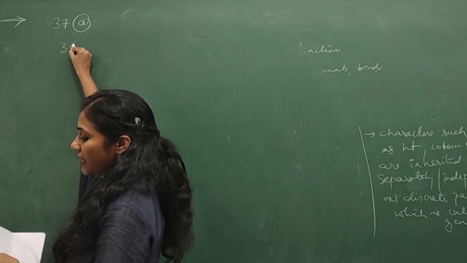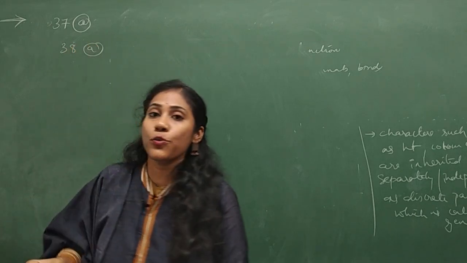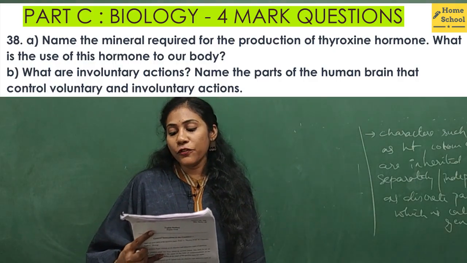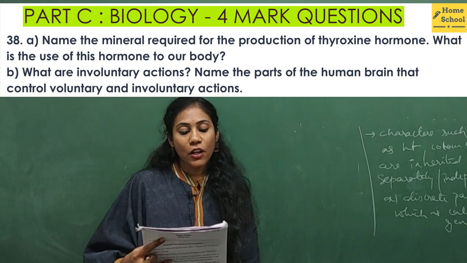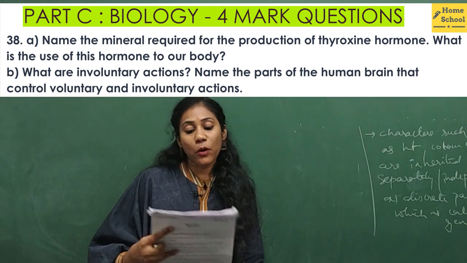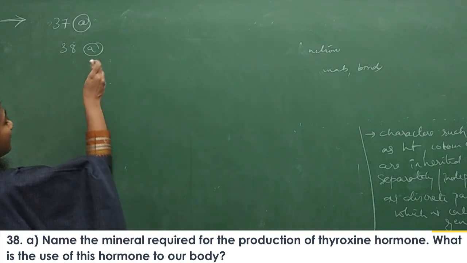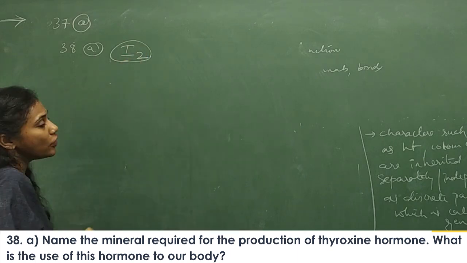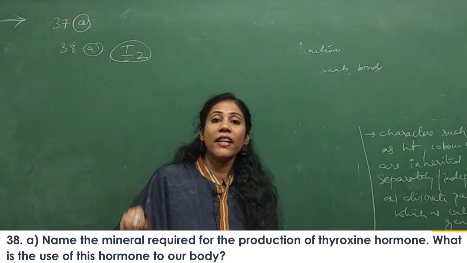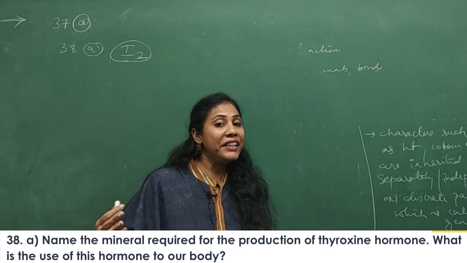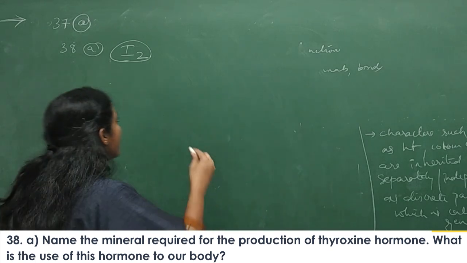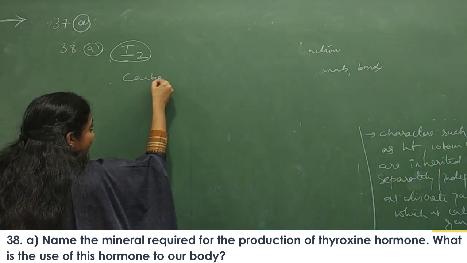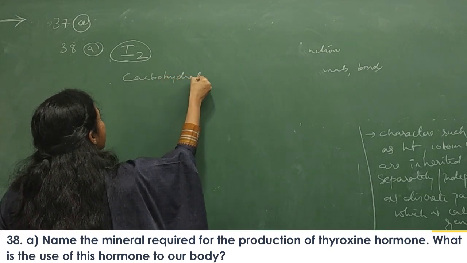Coming to the last question, that is the 38th question, again has 2 sub-questions. Question A, name the mineral required for the production of thyroxine hormone. What is the use of this hormone to our body? So which is the mineral responsible for the production of thyroxine? Definitely iodine. Yes or no? So iodine is the one which activates the thyroid gland to produce thyroxine hormone. So what is the use of thyroxine hormone? Mainly for metabolism, mainly for carbohydrate metabolism, right?